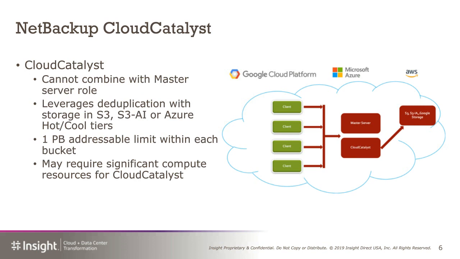So here is a typical example of what an environment might look like when you're leveraging Cloud Catalyst. This is one of the newer features of NetBackup. Cloud Catalyst allows you to push data up to the cloud and leverage deduplication. A couple of points to note here are that when leveraging Cloud Catalyst, you cannot have your master server also be the Cloud Catalyst server, so you need to have at least 2 servers in that environment. One will be your master, and the second will be the Cloud Catalyst.